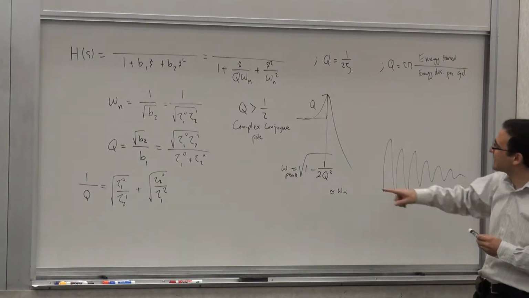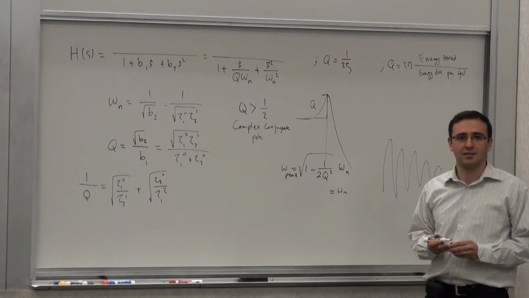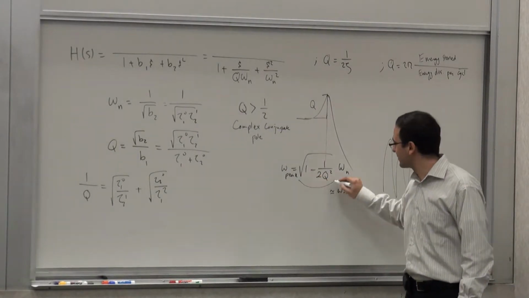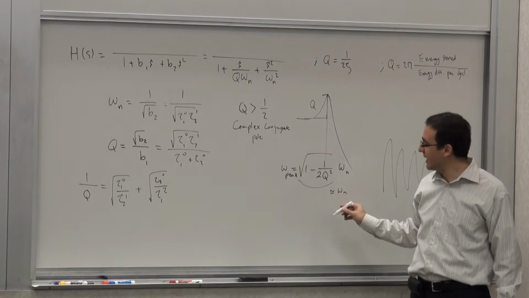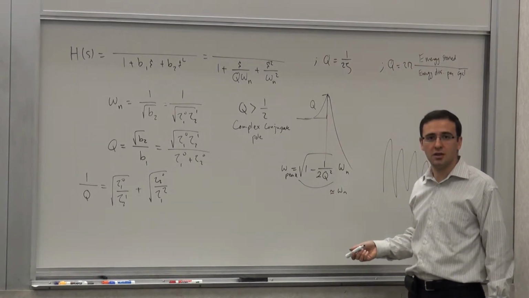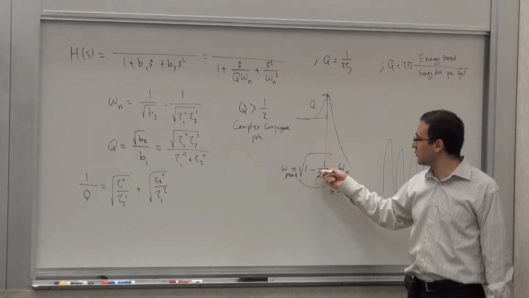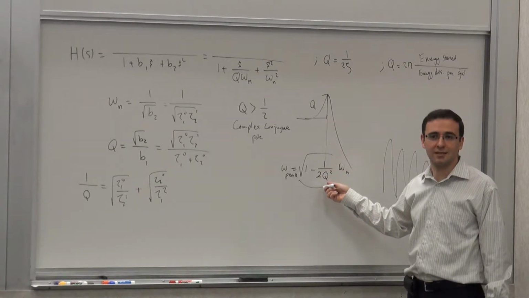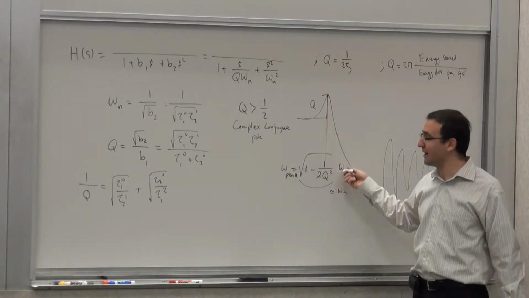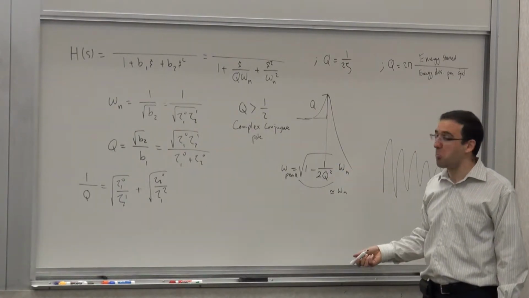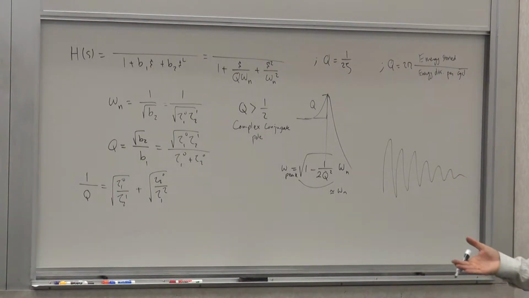The peaking happens slightly off. So this is a correction factor times omega n. If you want to get exactly where it peaks, this is where it peaks. For large Qs, this basically is omega n. You see, this is basically 1 minus 1 over 2Q squared, then square root. So it's very close to omega n. But if your Q is small, then this correction can matter.